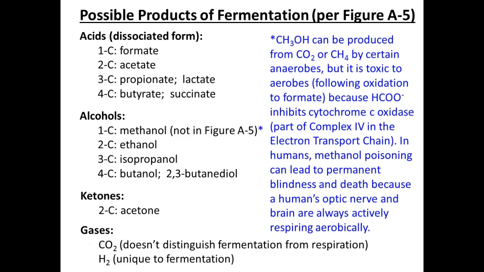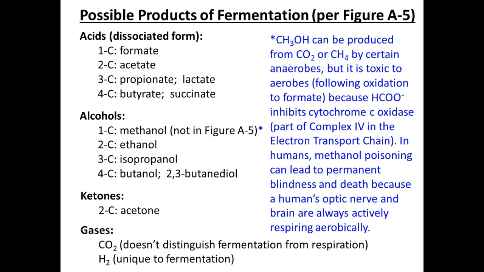As I said, methanol is toxic. It can be produced from carbon dioxide or, I forget what that chemical name is for CH4. I think it's more than a methyl group. Is it methane? I think it is methane. It's produced by certain anaerobes, but this is toxic to aerobes like ourselves following oxidation to formate, because it inhibits cytochrome C. This is one of the electron carriers on our electron transport chain.